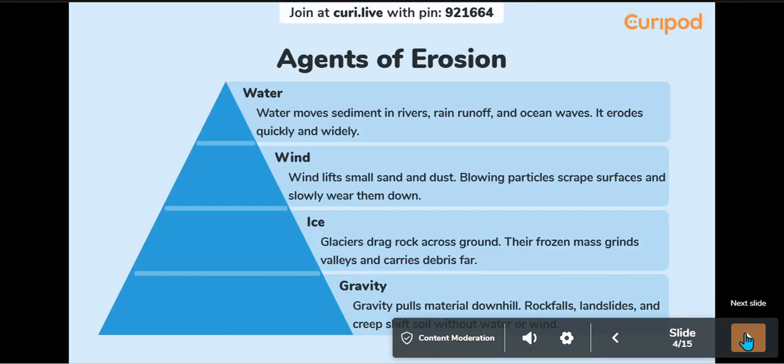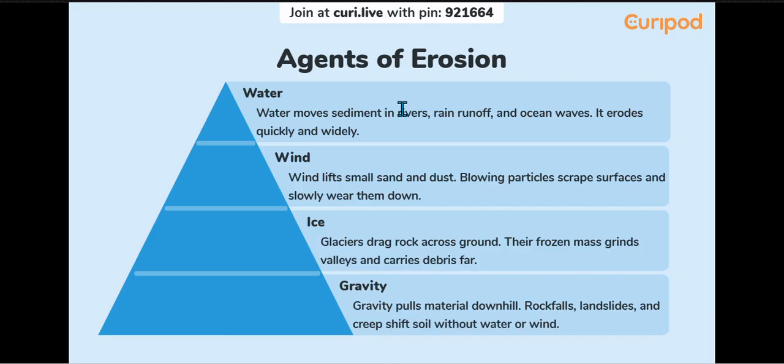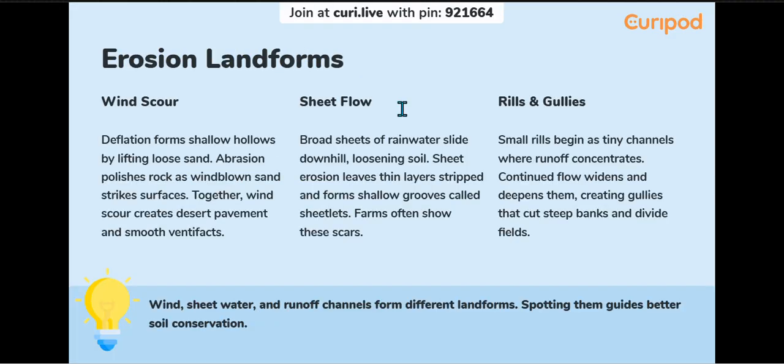So let's begin. Agents of erosion. Water: water moves sediment in rivers, rain runoff, and ocean waves. It erodes quickly and widely. Wind: wind lifts small sand and dust. Blowing particles scrape surfaces and slowly wear them down. Ice: glaciers drag rock across ground. Their frozen mass grinds valleys and carries debris far. Gravity: gravity pulls material downhill. Rock falls, landslides, and creep shift soil without water or wind.